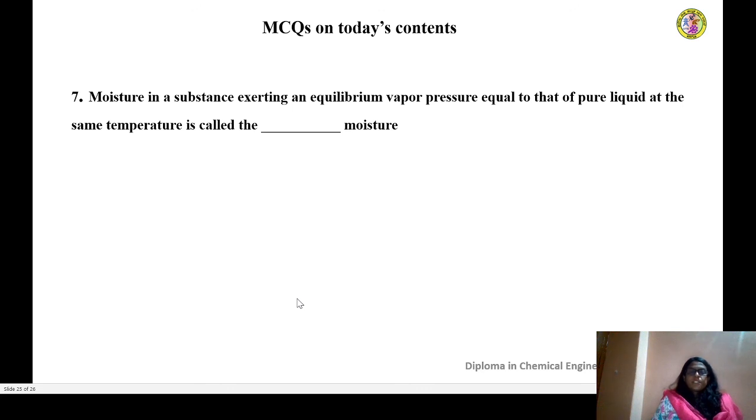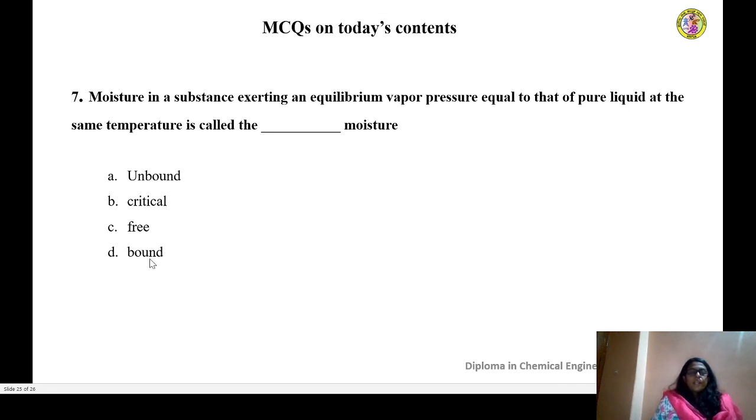Moisture in a substance exerting an equilibrium vapor pressure equal to that of pure liquid at the same temperature is called: is it unbound moisture, critical moisture, free moisture, or bound moisture? In the previous question, we answered that the moisture that exerts a vapor pressure less than that of the pure liquid is the bound moisture.